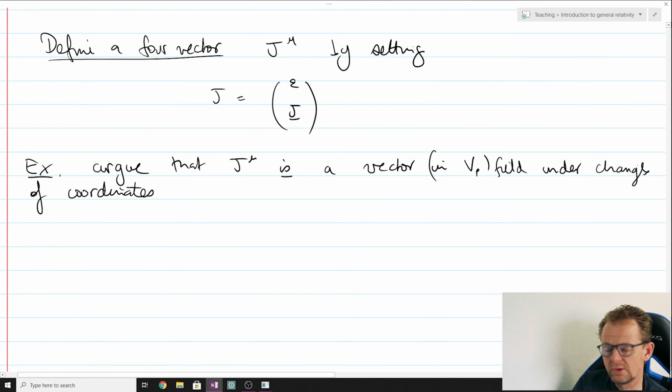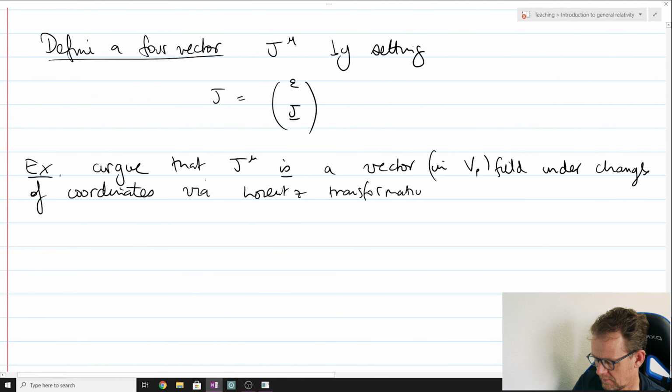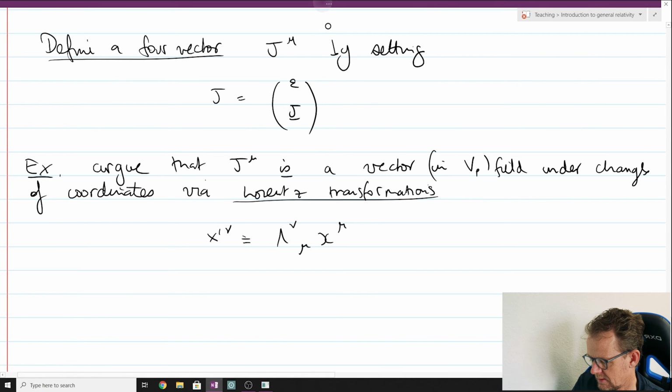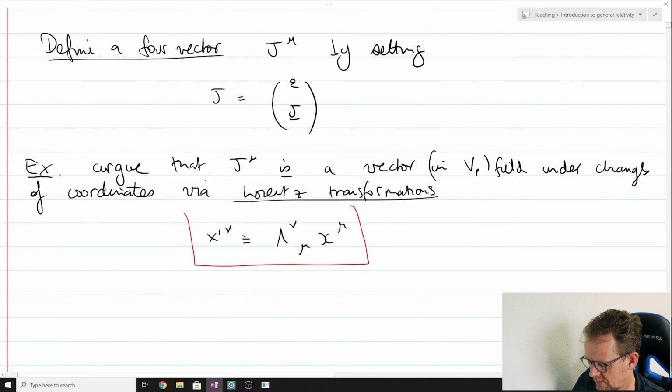Under changes of coordinates, what changes of coordinates are appropriate for Minkowski spacetime? Well, Lorentz transformations. They are the diffeomorphisms of the Minkowski manifold. Lorentz transformations are the changes of coordinates that are allowed in special relativity. So you know all about special relativity. That was one of the prerequisites of this course. So you know exactly how to interpret this expression here.